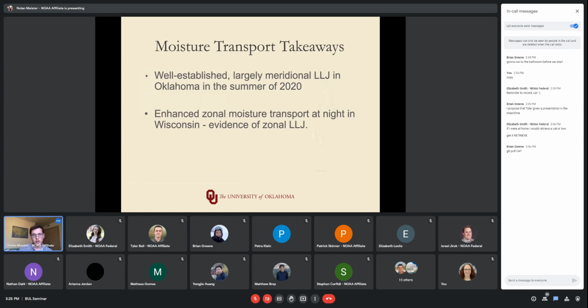And so the quick takeaways here are that we have a largely meridional low-level jet in Oklahoma in the summer 2020. That's not anything new or groundbreaking. We know that should be there. And there's also evidence of enhanced zonal moisture transport at night in Wisconsin, which is pretty interesting because remember, we're all the way up in the northern part of Wisconsin.